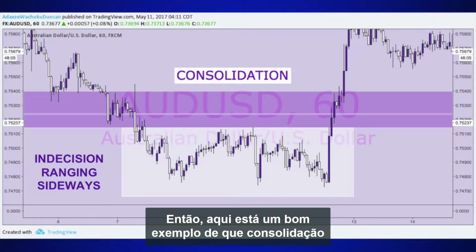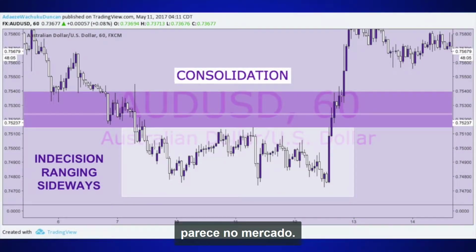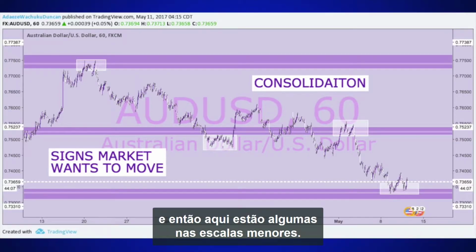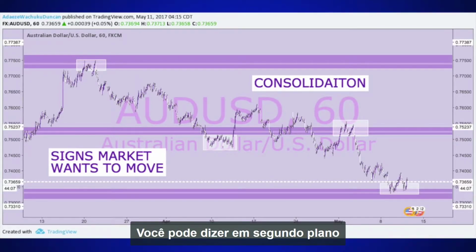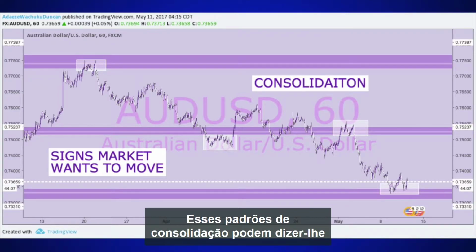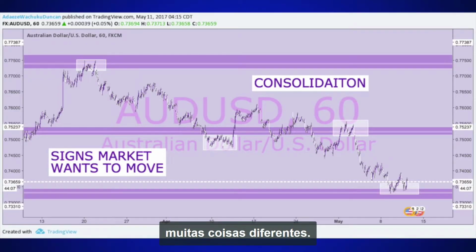So here's a good example of what consolidation looks like in the market. There's a nice major area of ranging or consolidation or indecision, all of those different names. Here's another picture. You see some on major scales, and then here's some on the smaller scale. This is the hour chart. You can tell in the background because it says 60, which stands for 60 minutes, not seconds, sorry. These consolidation patterns can tell you a lot of different things.